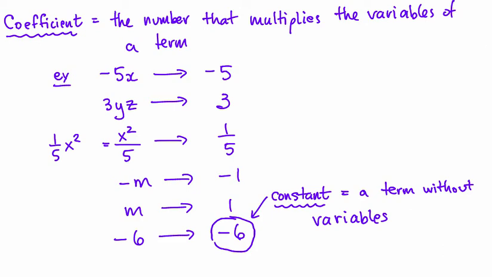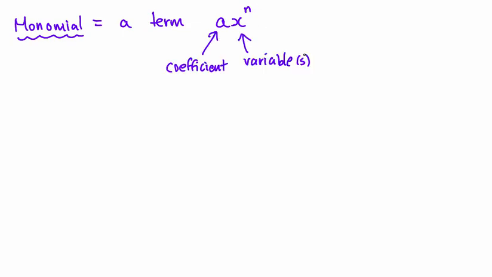Now, another name for a term is what we're going to take a look at next, and that is something called a monomial. So it is a term, but it is a special kind of term. It's a term that has a number part, we'll call that a, a variable part, we'll call that x, and it has a power part, n. Okay, so coefficient and possibly some variables. But one important thing is that the power has to be a constant value.